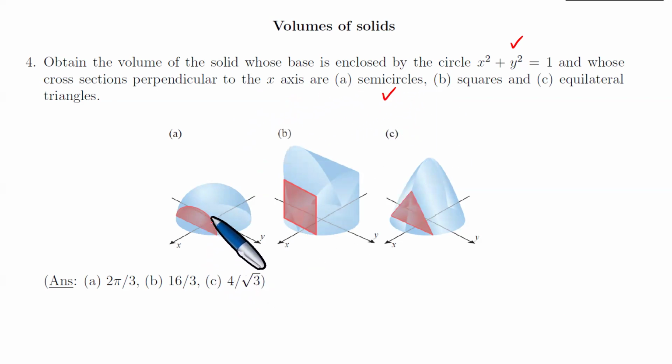And whose cross sections perpendicular to the x-axis are semicircles. So we have exactly that, and this is the XY plane. We need to find this volume of the solid.